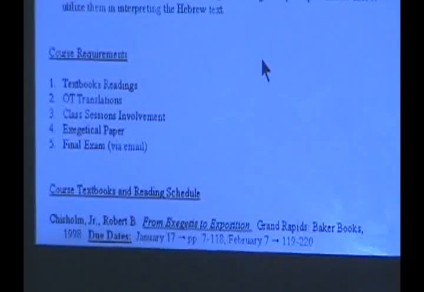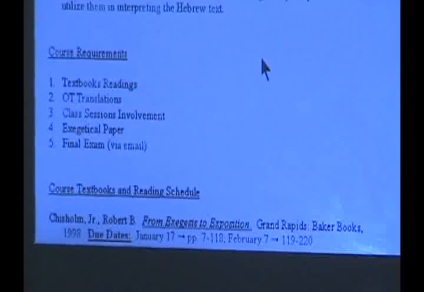Class session involvement, what that means is I talk, you listen. No, not exactly that way. We talk. Okay, I'll talk, but we need to interact here. Especially since we're only going to have these two seminars. We'll call it seminars. So we need to process things here. Okay. And I have an exegetical paper. I will give you the details on that later.